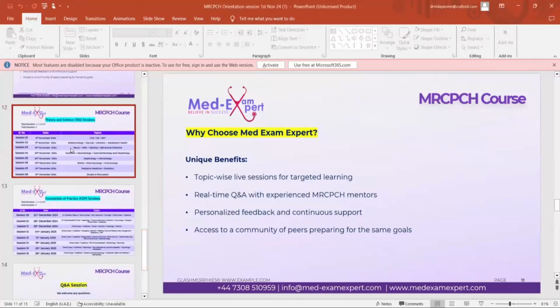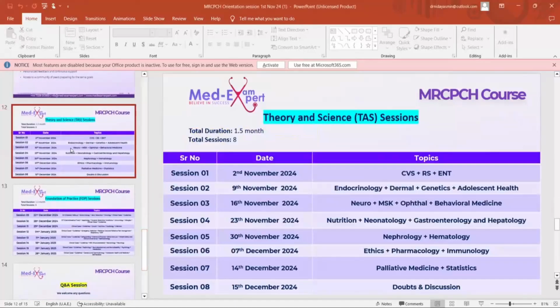So, just an overview of the theory and science session. The total duration is 1.5 months, and there will be 8 sessions. Dr. Ashna will conduct these sessions. Session 1 starts from tomorrow, 2nd November, and comprises CVS, respiratory and ENT. Session 2 comprises endocrinology, genetics and adolescents. Session 3, on 16 November, covers neuro, MSK, ophthalmology and behavioral sciences.